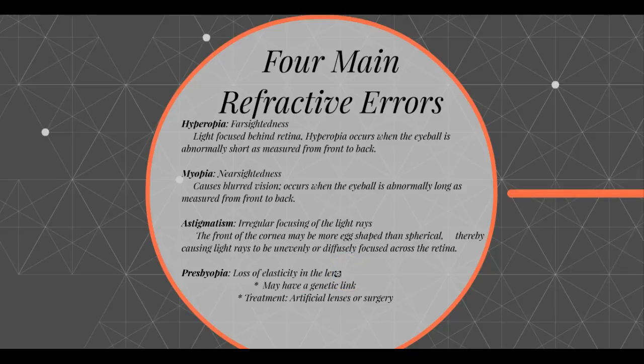And these four main refractive errors may have a genetic link to them. So if your parent is farsighted or nearsighted, then you may also be farsighted or nearsighted. It's not necessarily a genetic thing, but they may have a genetic link. Treatment, though, is pretty easy for these refractive errors. It usually just requires a visit to the eye doctor and then some glasses or some contacts.